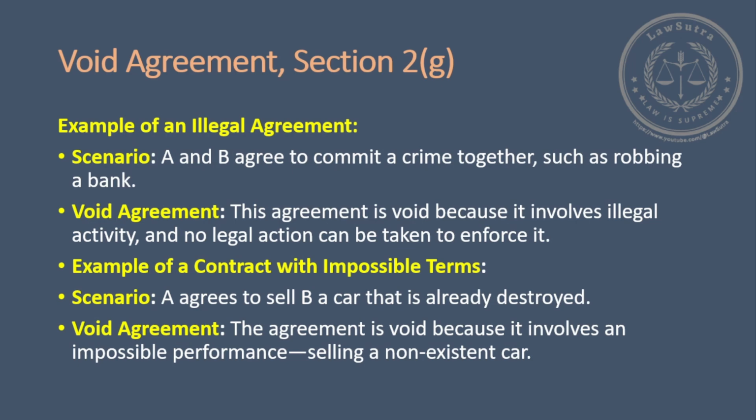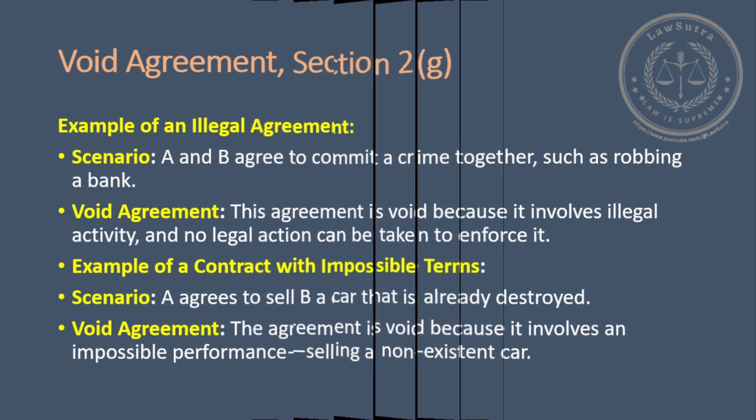Example of an illegal agreement. A and B agree to commit a crime together, such as robbing a bank. Void agreement. This agreement is void because it involves illegal activity and no legal action can be taken to enforce it. Example of a contract with impossible terms. A agrees to sell B a car that is already destroyed. The agreement is void because it involves an impossible performance, selling a non-existent car.